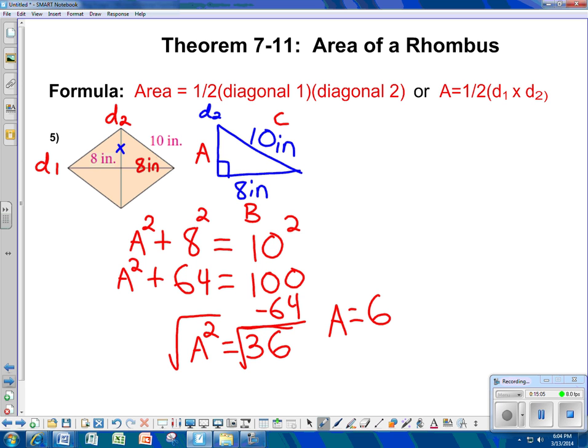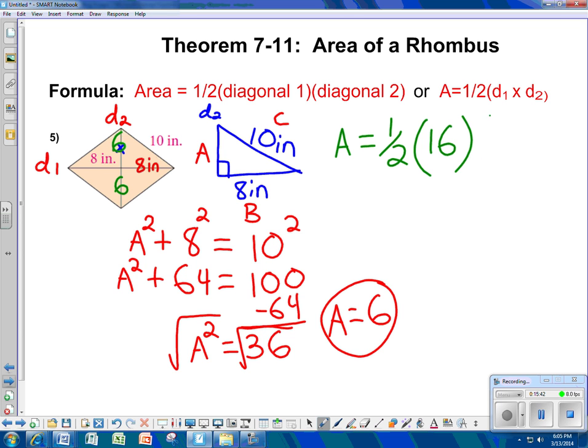Now remember, A is not our entire diagonal. A is only half of our diagonal, because A just represents this portion right here, which is 6. We also have this portion of the diagonal, which is also 6. So to finish this problem, we're going to add both halves of our diagonals together. So diagonal 1 would end up equaling 16. Diagonal 2 ends up equaling 12. So we're adding the 8 and the 8 and the 6 and the 6. And now we have our equation that we can plug in to our calculator. And I end up getting 96 as our final answer there.